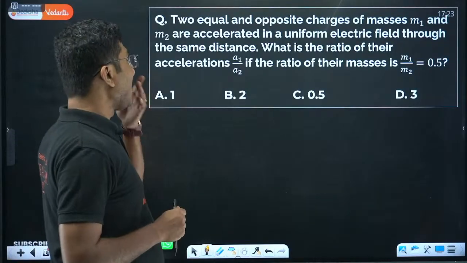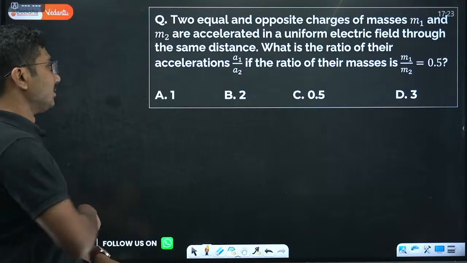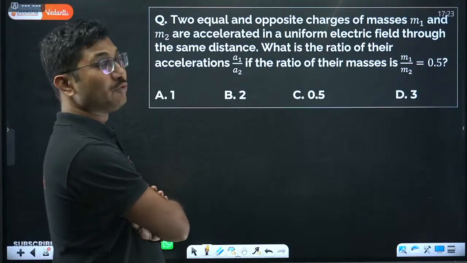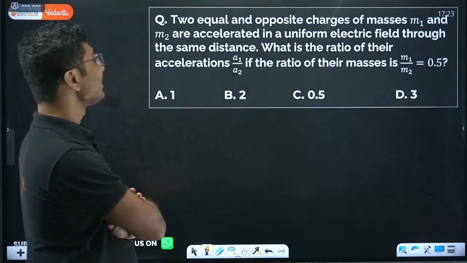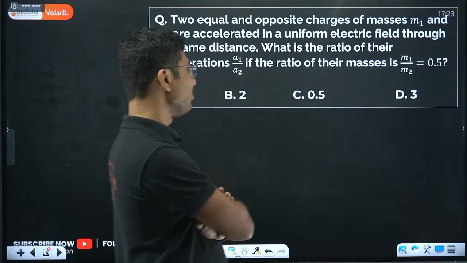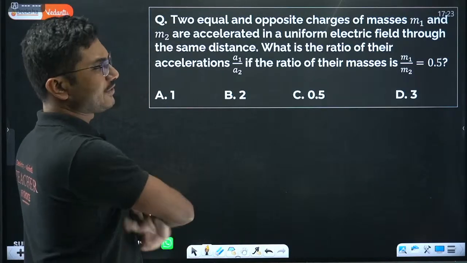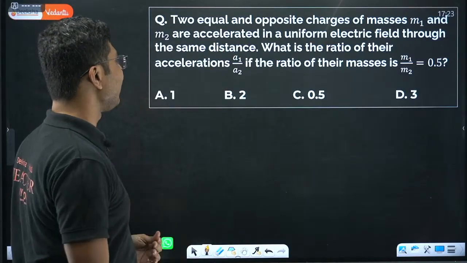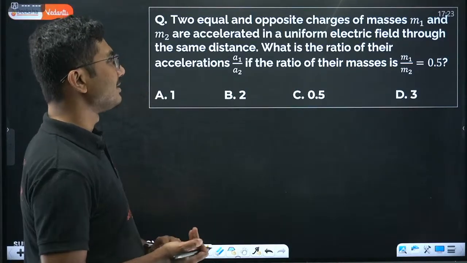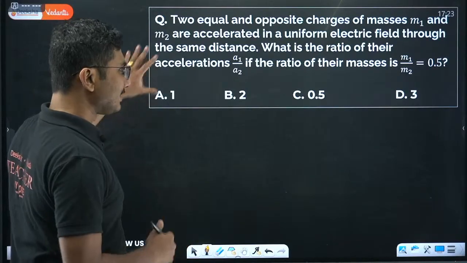Now, one question. Two equal and opposite charges of mass m1 and m2 are accelerated in a uniform electric field through the same distance. What is the ratio of their accelerations a1 by a2 if the ratio of their masses m1 by m2 is equal to 0.5? This is a general question, not related to Gauss's law directly. This is basically based on electric field.